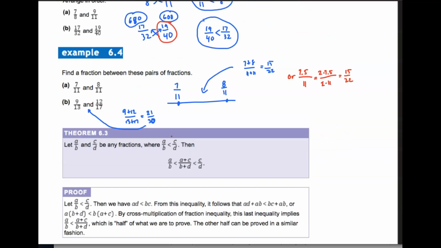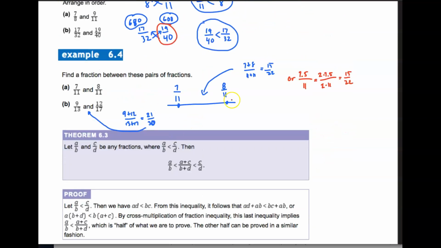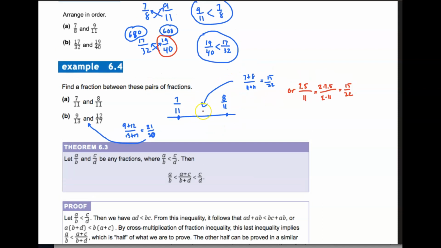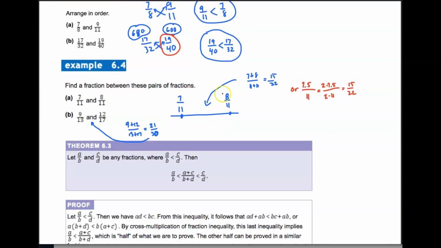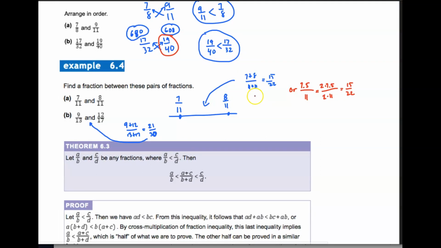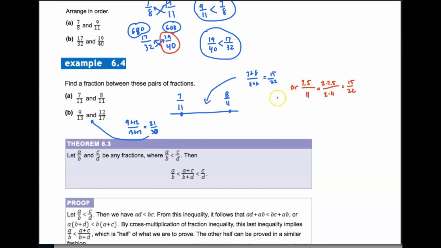Another interesting question goes back to, is there an infinite amount of fractions between two fractions? Is there a fraction between 7/11 and 8/11? From instinct, you'd say no. And so one way to think about it, though, is yes, there has to be one between, 7.5 over 11, and then convert that into an equivalent fraction, I get 15 over 22, and that would be a fraction in between.